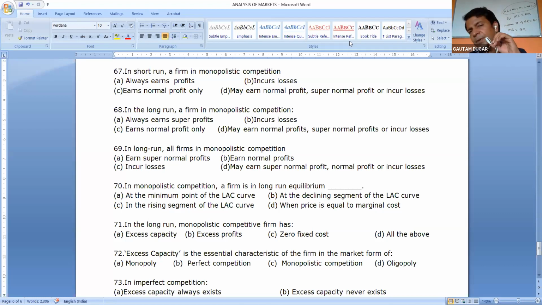And in any of these competitions, that is not possible, because in all the above competitions, as we discussed, every firm has excess capacity. So, in a monopolistically competitive market, a firm is in long run equilibrium.